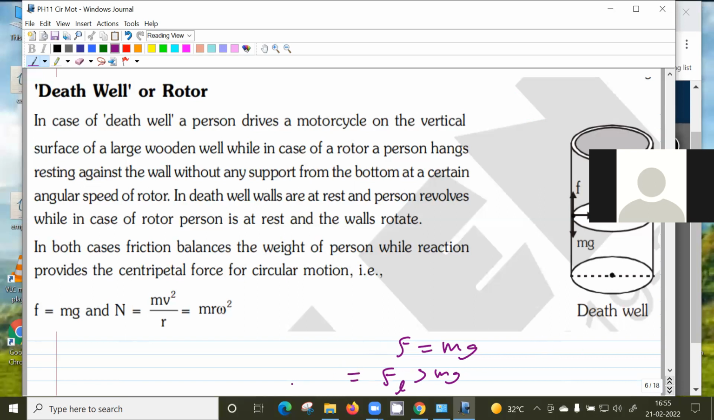Also this normal reaction. This F limiting is mu into normal reaction. What is normal reaction? It is mv square by r. So from this I'll get velocity should be greater than square root of gr by mu. As long as velocity is greater than that, it is fine. It will remain in this circular motion itself.